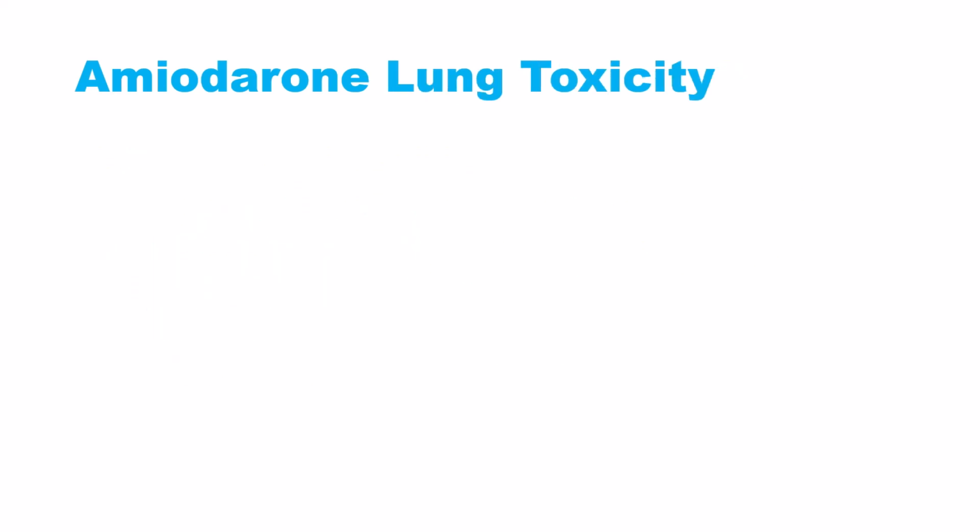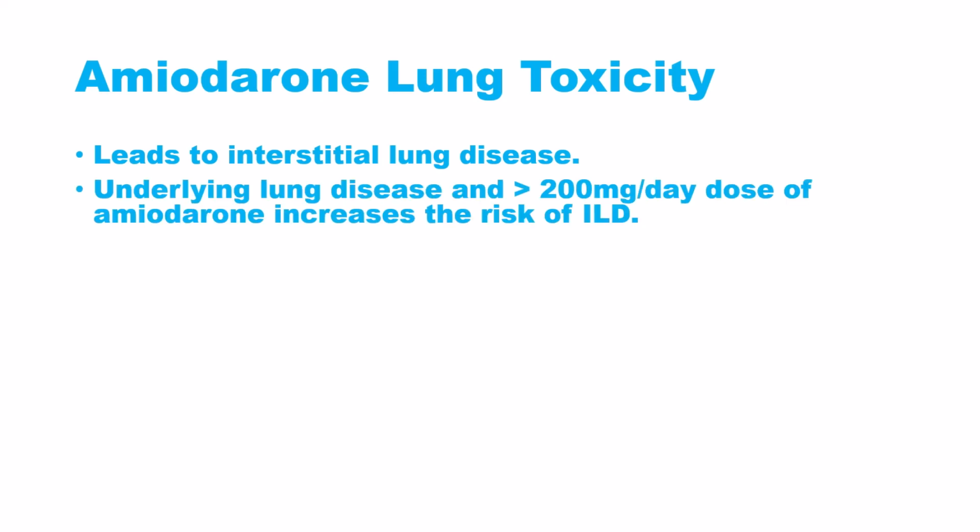The other organ affected by amiodarone is the lung. Amiodarone leads to interstitial lung disease. Patients who have underlying lung disease before starting amiodarone, and also a dose greater than 200 milligram per day of amiodarone, have increased risk of interstitial lung disease.